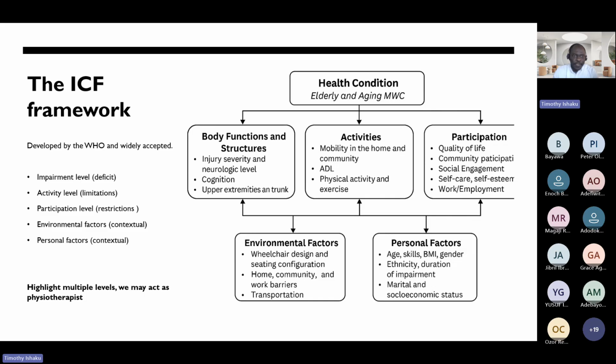The second level is the activity level limitations. What can't they do as a result of that impairment? They are unable to walk, they cannot sit to stand. So the second bit is the individual tasks and actions that they cannot complete as a result of the impairment level.